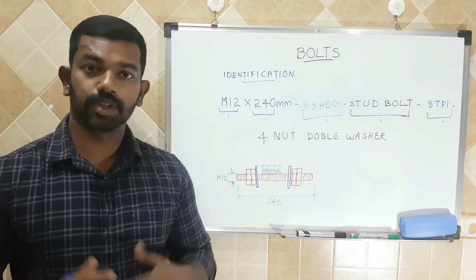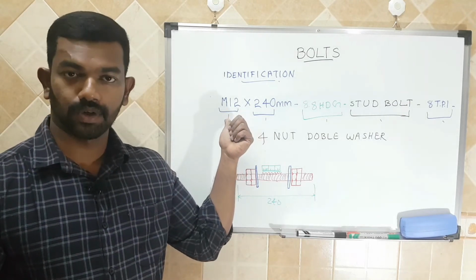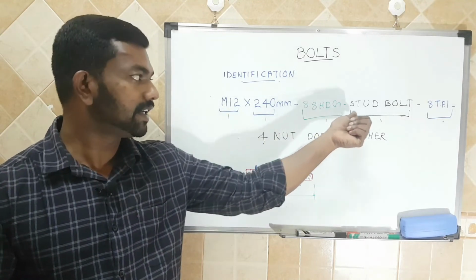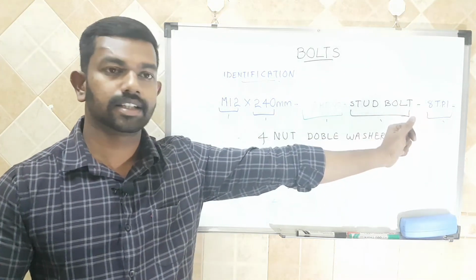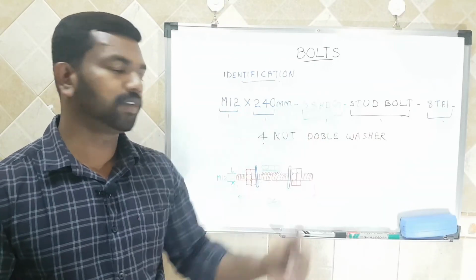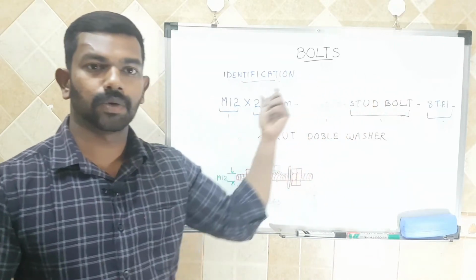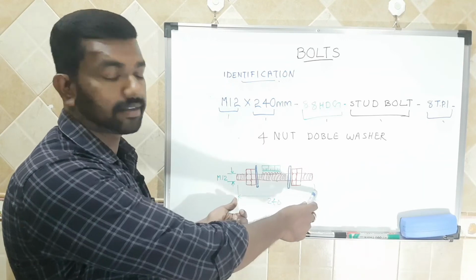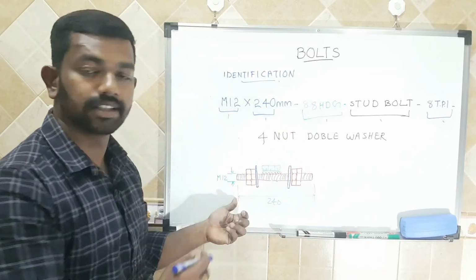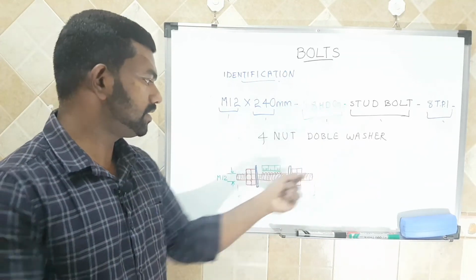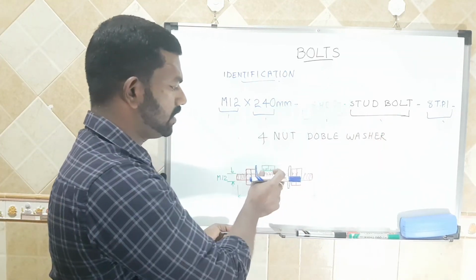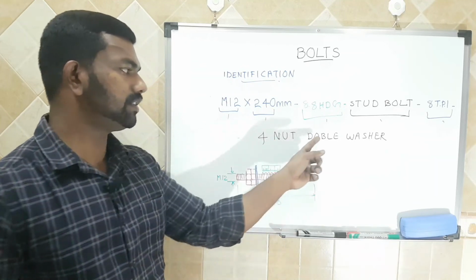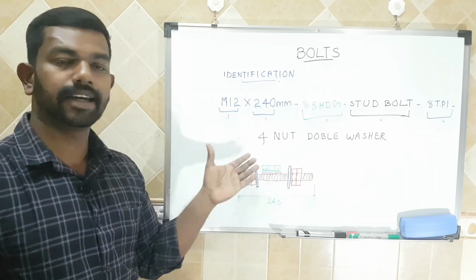For example, I am going to purchase a bolt of size M20, length 240, grade 8.8 HDG, hot dip galvanized, stud bolt with 8 TPI, with 4 nuts and double washers. This is the specification I am going to order the bolt with. So I will get size M20 with 240 mm length and 8.8 HDG material grade, a full stud bolt with 8 threads per inch and 4 nuts, 1, 2, 3, 4 nuts, and double washers. So I will get the exact item.